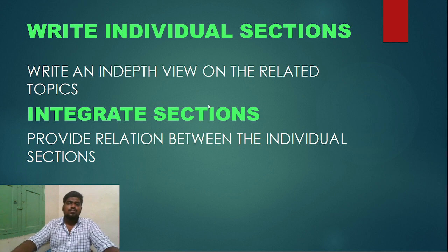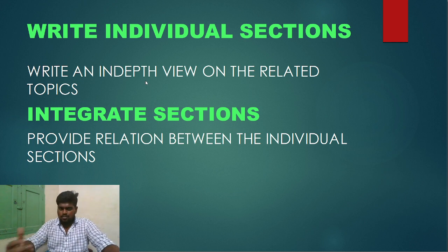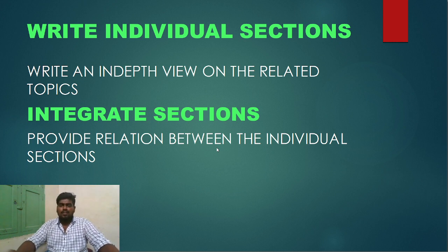And then we have to write individual sections. We have to write individual topics, with an in-depth view of the related topics. After that, we have to integrate all those topics and provide relations between those individual topics. In that way, the paper will be more interesting, and more useful for others to refer to and gain more knowledge. So these are all the steps that we have to follow while doing a literature review, and that is the end of my presentation. Thank you. Thank you very much.